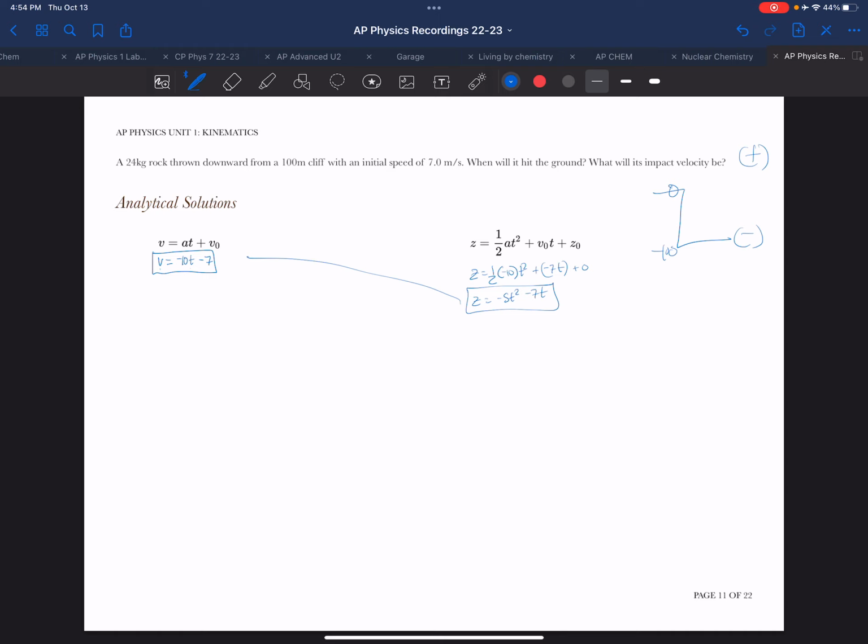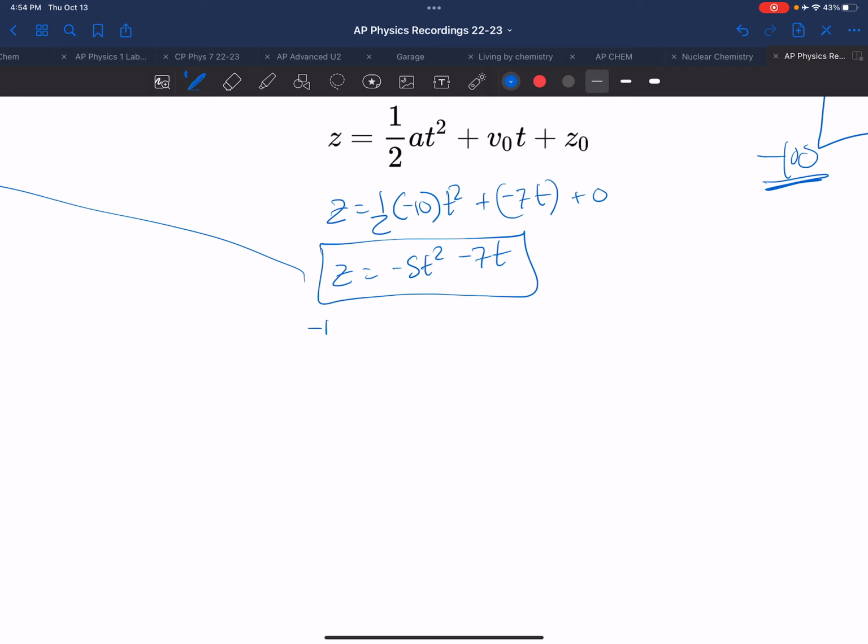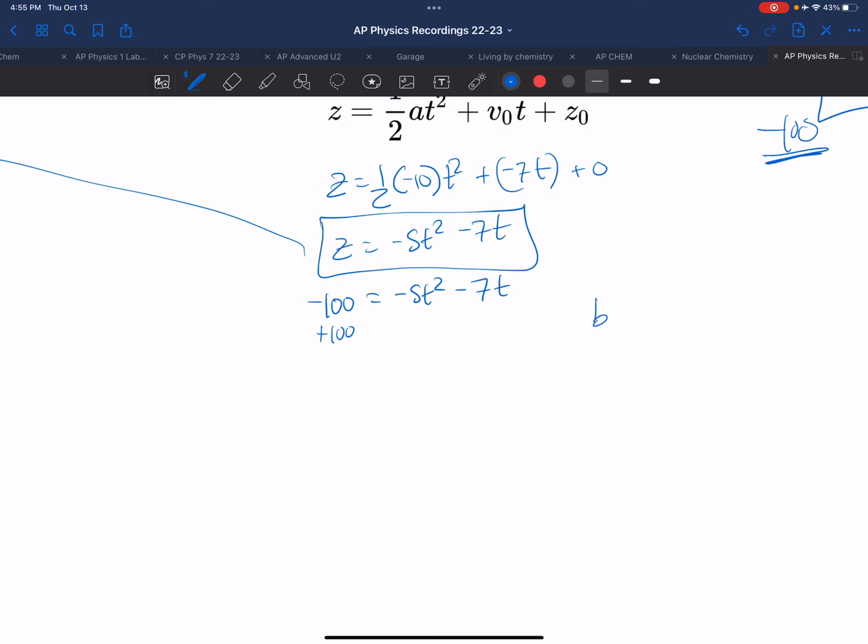So when will it hit the ground? It will hit the ground when z equals minus 100. So when is minus 100 equal to minus 5t squared minus 7t? Aha! This is not something we can easily solve. We can add 100 to both sides and use the quadratic formula. Let's see, x equals minus b plus or minus the square root of b squared minus 4ac, all over 2a. Yuck! We have a tool we can use for this.